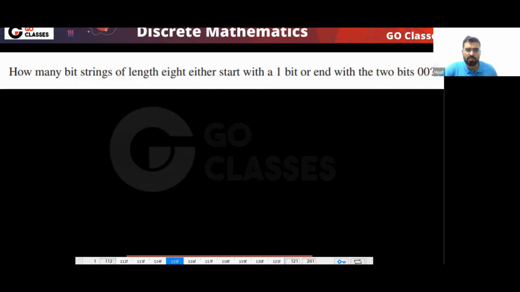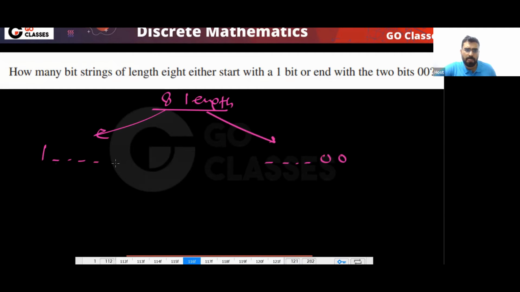Okay, tell me about this one next. How many bit strings of length 8 either start with 1 or end with 2 bits 0, 0? Remember, you want length 8 bit strings. So either they start with 1 or they end with 0, 0.